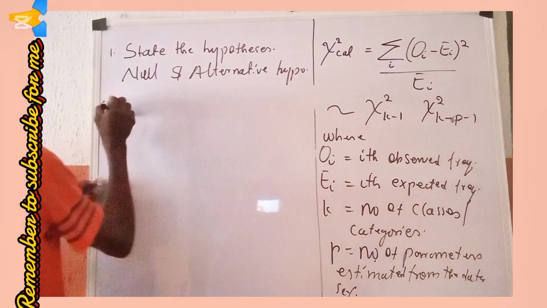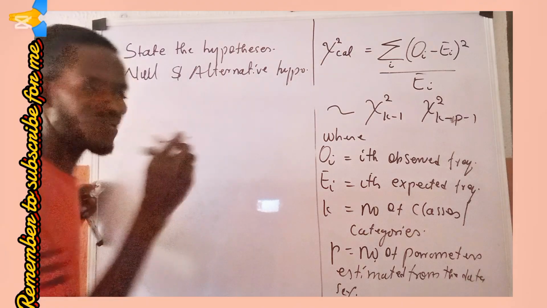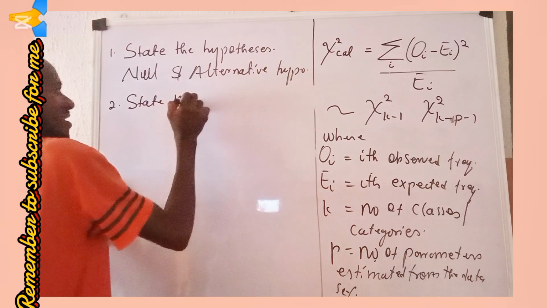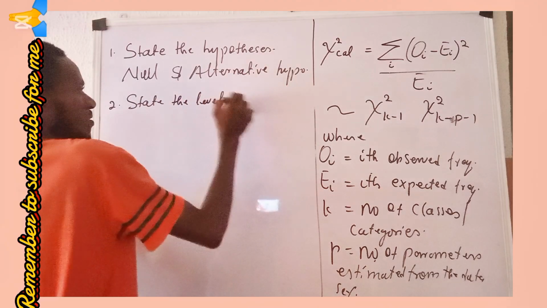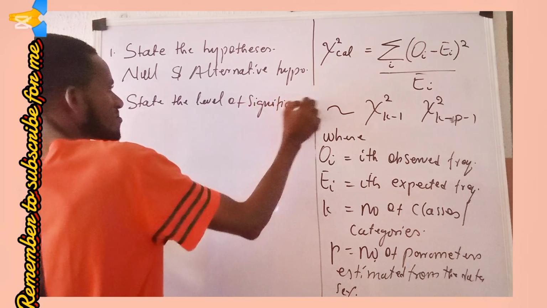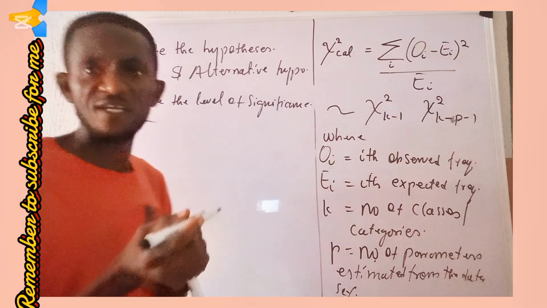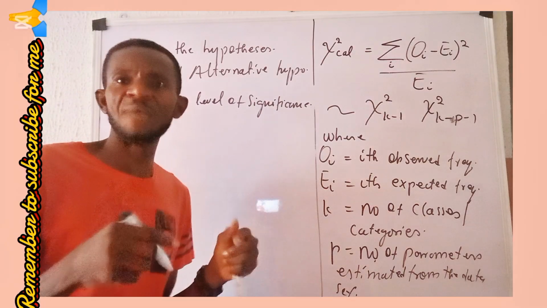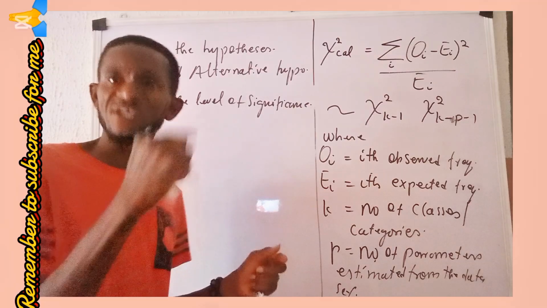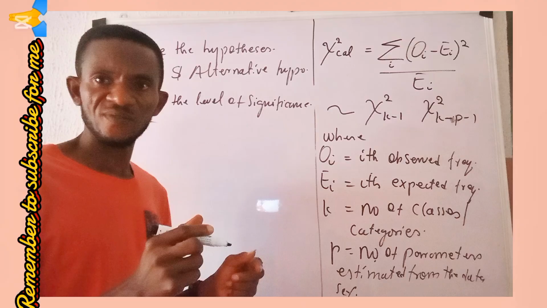Then number two we are going to do is to state the level of significance. That is alpha, which of course is the probability of committing type 1 error. What is type 1 error? Rejecting a true null hypothesis.